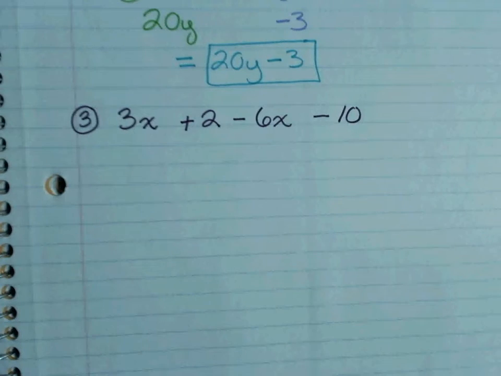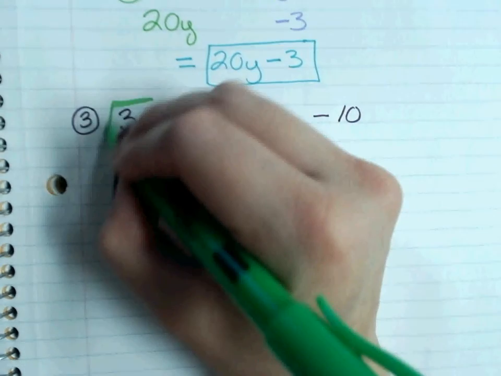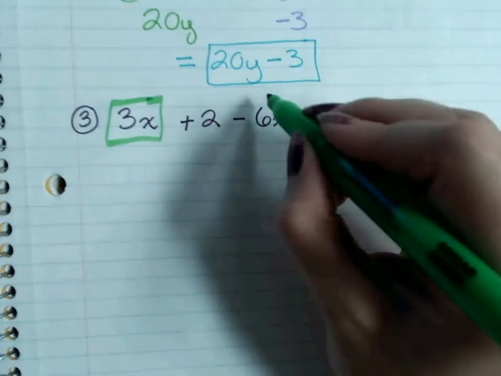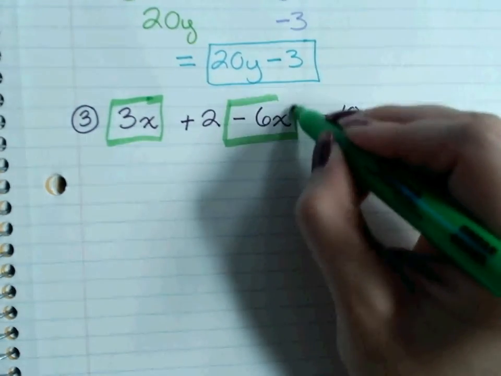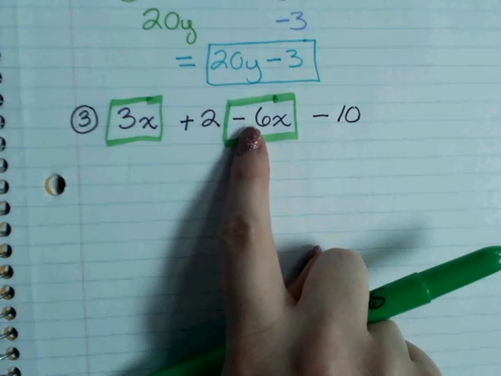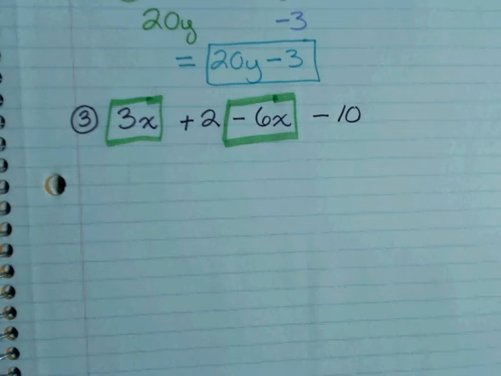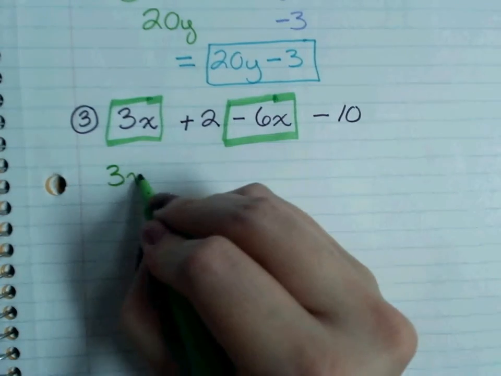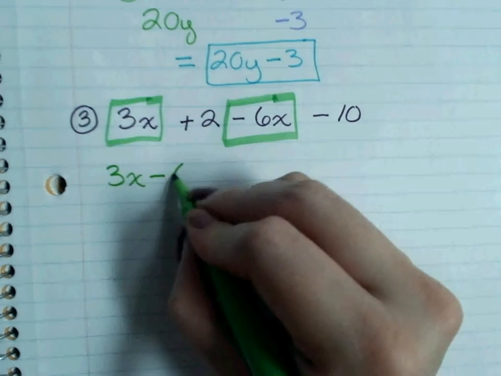Kalel, what's my like term to 3x? Not just 6x, it's a minus 6x. Do not forget to include the operation that's in front. So when I rewrite it, it's 3x minus 6x.